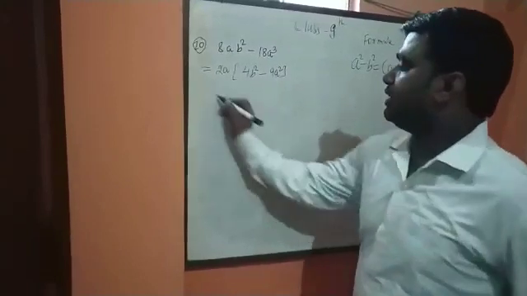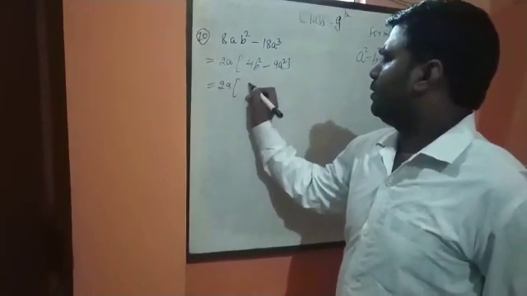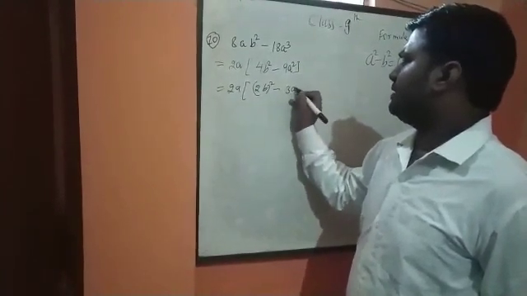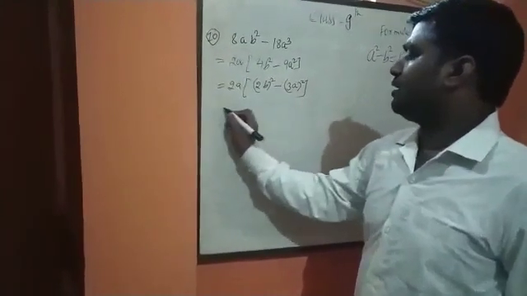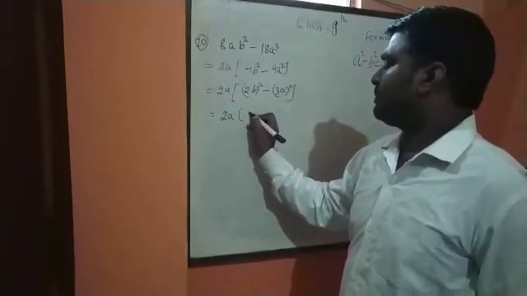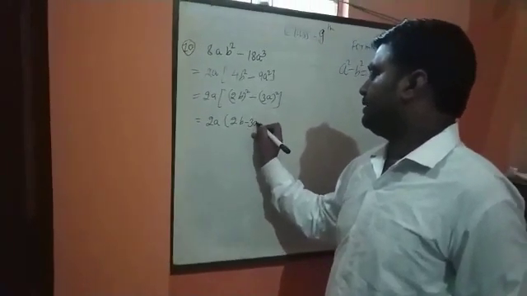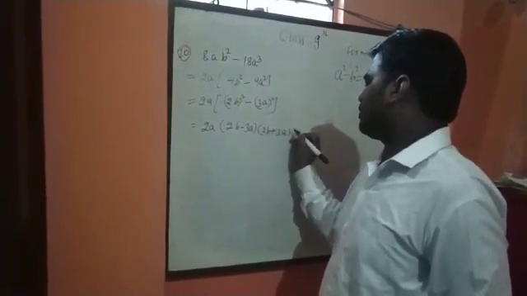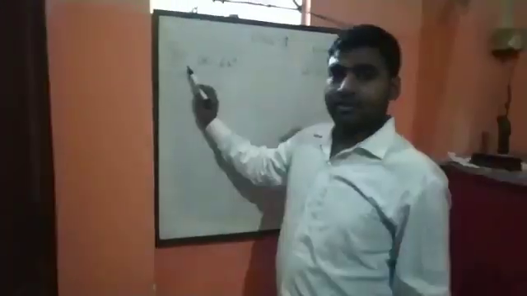So we have 2b whole square minus 3a whole square. It gives in one bracket 2b minus 3a into 2b plus 3a. This is your required factorization.